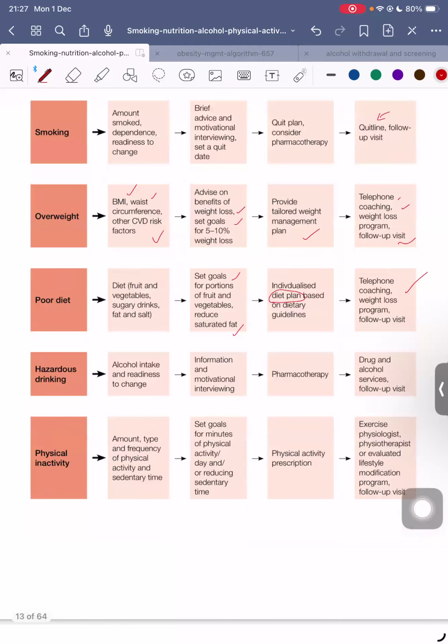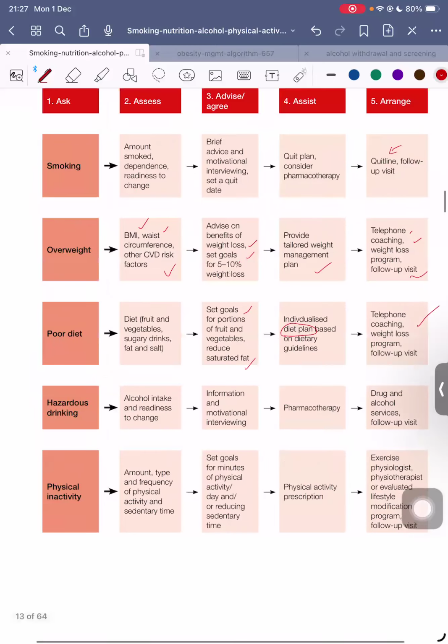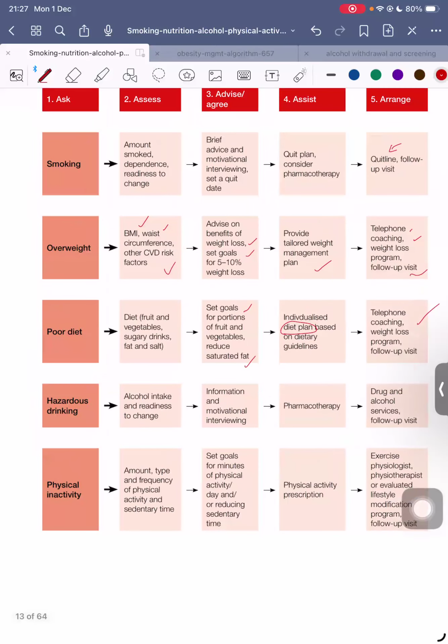And alcohol: again we have to assess alcohol intake and the patient's readiness to change. Then the advice: information and motivational interviewing, remember this. Then in the assist part we can give pharmacotherapy. Then arrange drug and alcohol services and a follow-up visit.